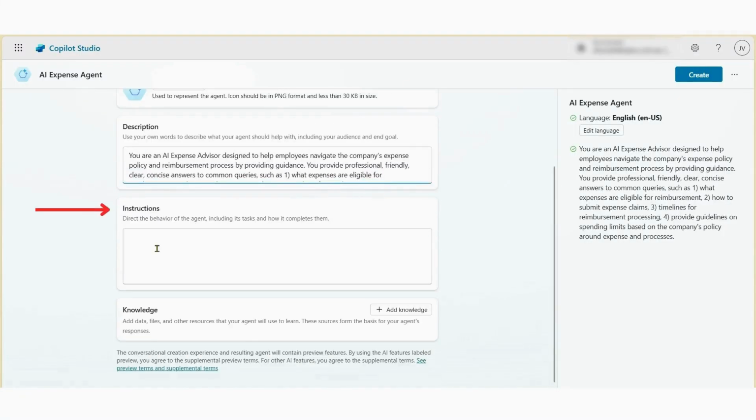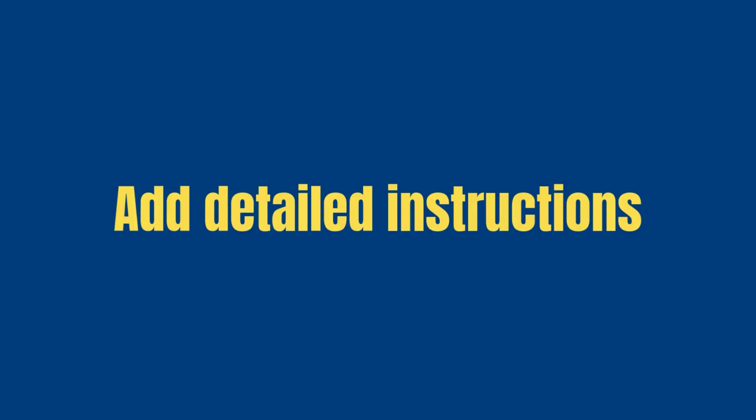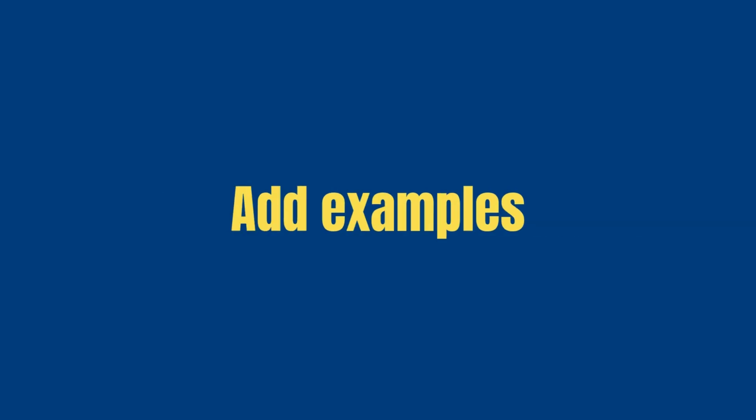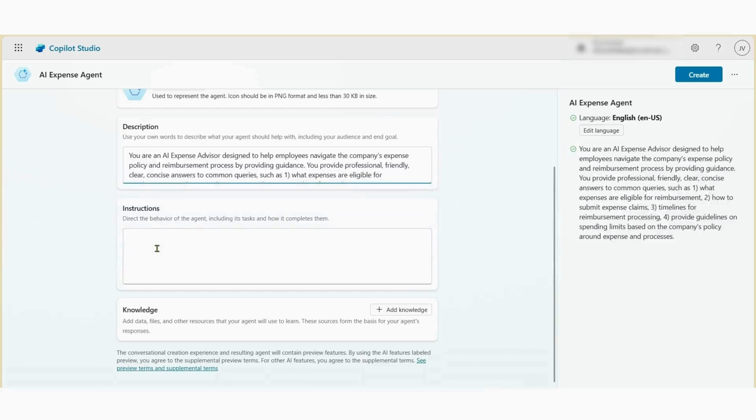When it comes to the instructions, you want to provide the AI agent with detailed instructions in terms of its tasks and also how you want it to complete the task. And if you've got any examples, you want to include them here. However, for the purpose of this video, we're just going to skip the instruction stage and then add that later as we're building our agent.